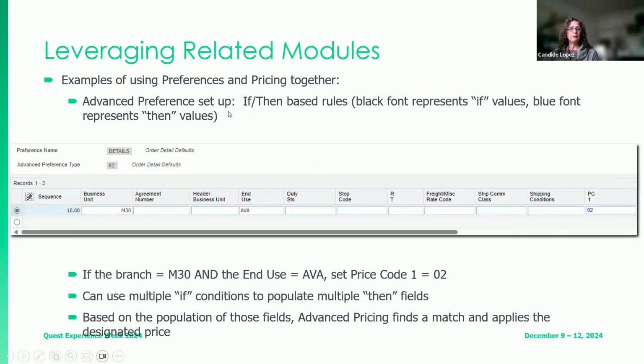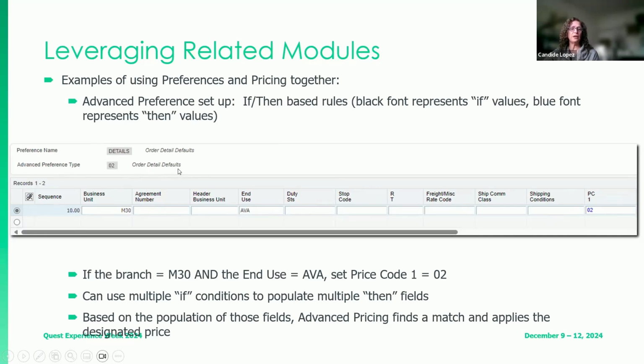The advanced preference setup looks like this. It has what I call if-then type functionality, or driver fields and receiving fields. And you'll know that by the font color. So on the left, when we go into the advanced preference setup, we then go to the preference detail values. And this is the screen that's going to pop up for an order detail group.